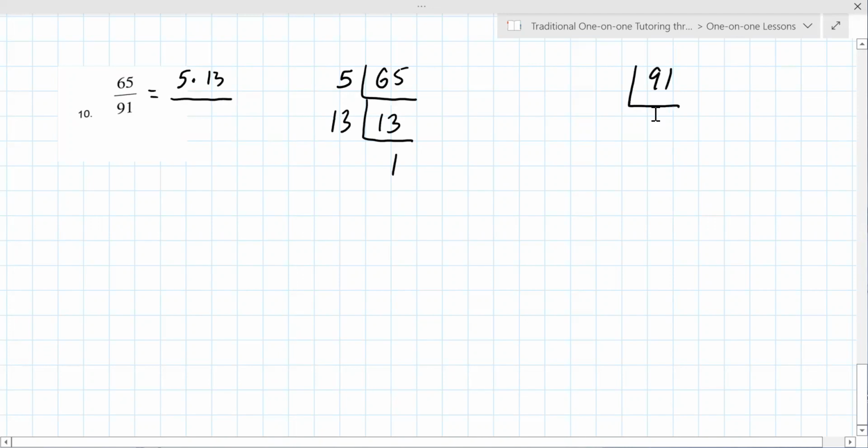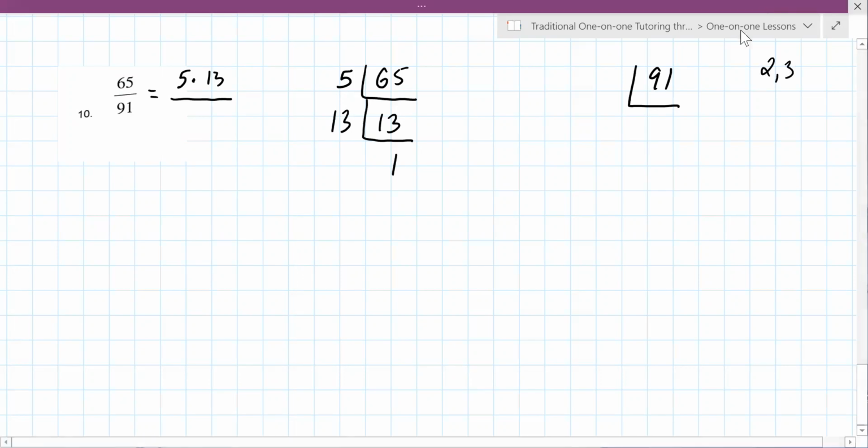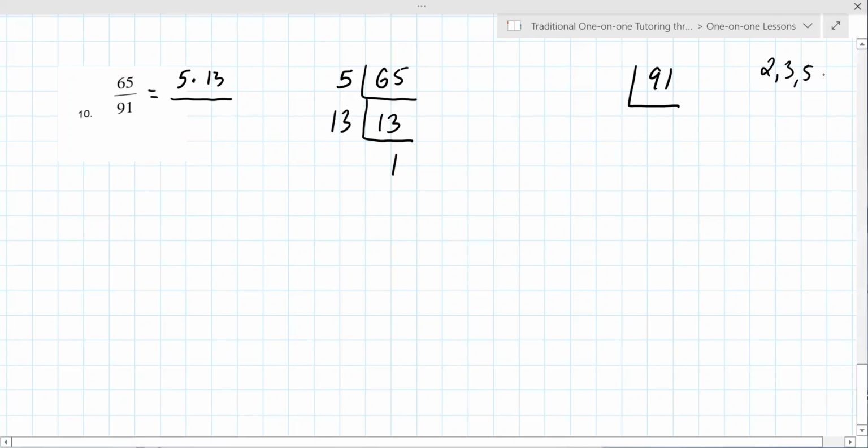91 is really, really tough. 2 does not work. 3 does not work. 5 does not work. So you go to 7. 7 does work. And how do I know that? Well, I know that 7 times 10 is 70, and that leaves 21 left over. 7 times 3 is 21. I don't know that 7 times 13 is 91, but I know how to get there, though. I know how to make that work.